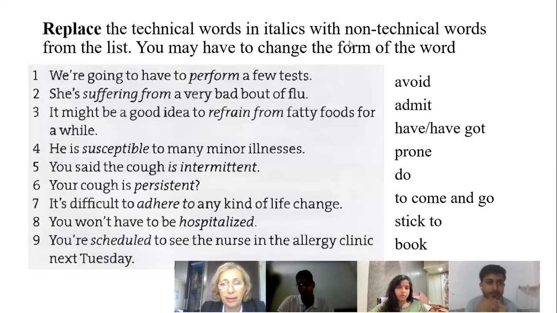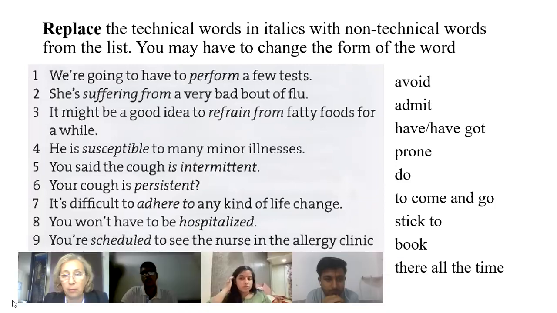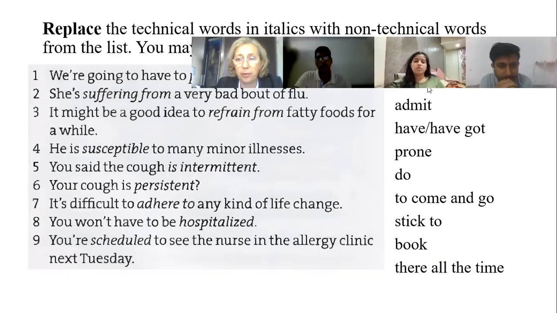If we have a look at the next slide, here we can see the sentences, and we should replace the words which are given in italics with non-technical words which are given to the right. So they are: avoid, admit, have got, prone, do, to come and go, stick to, book, there all the time. I would like you to look at the word book here. This is a verb, to book. So you should remember this.